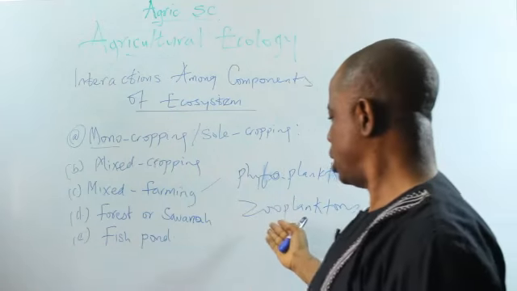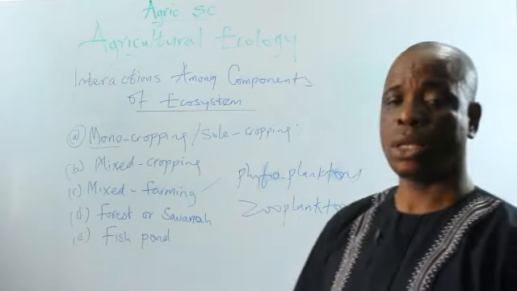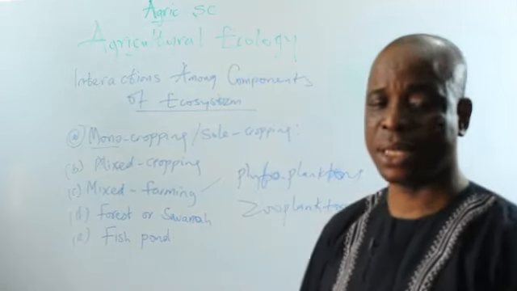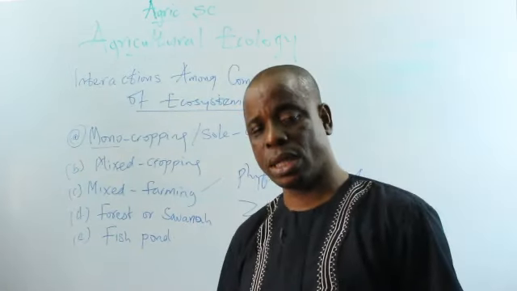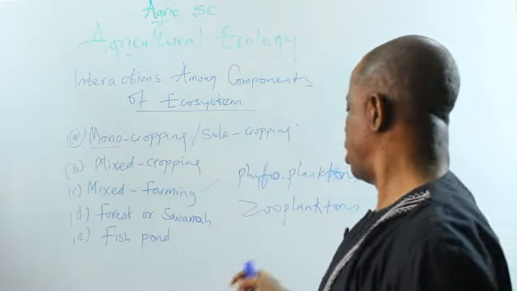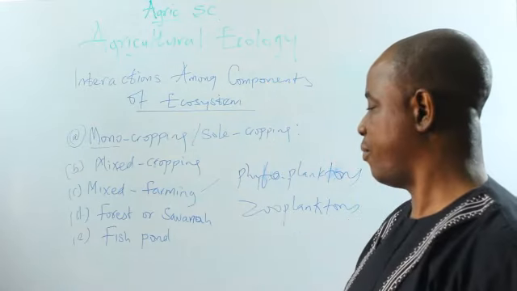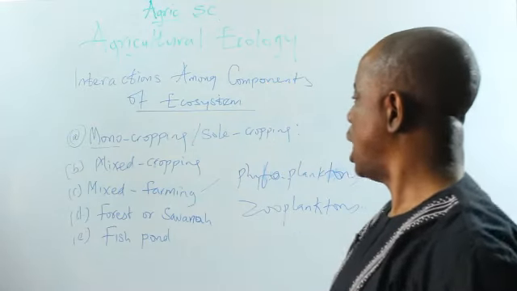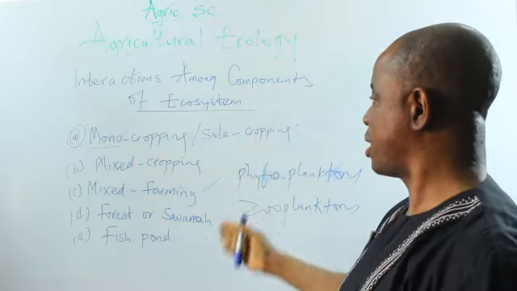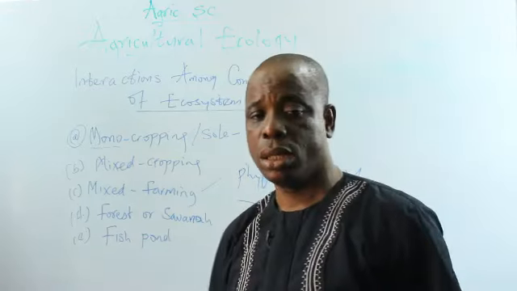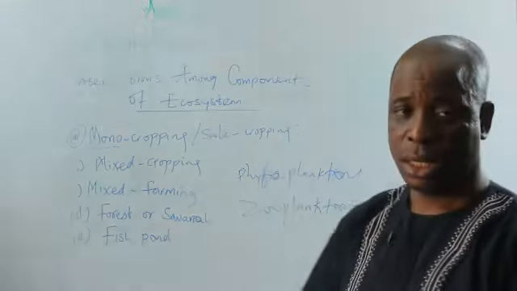Then the fishes equally, some of them could die at different times. They add nutrients to the soil, by which the planktons can also get their food. Now, these are the basis of interactions among the components of the ecosystem.